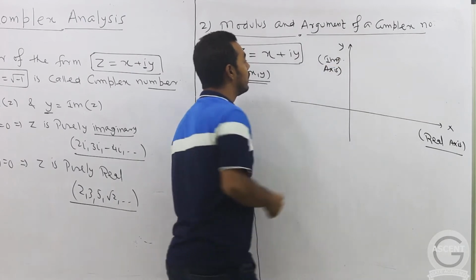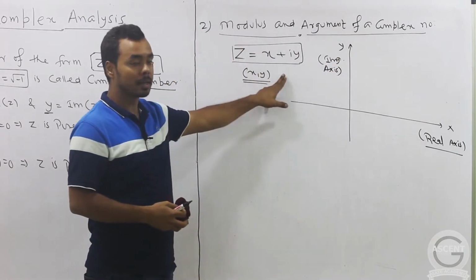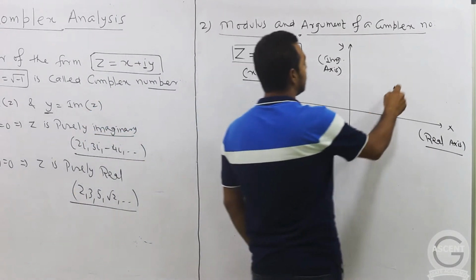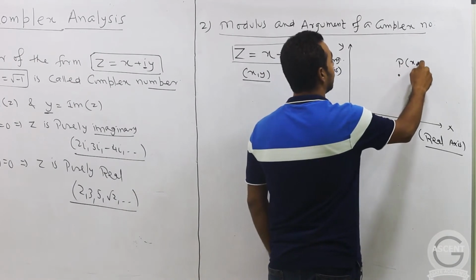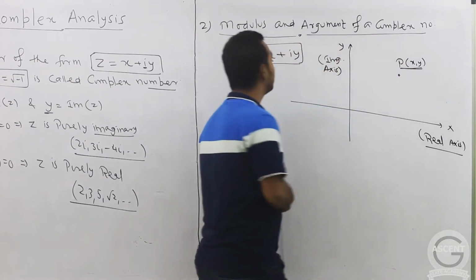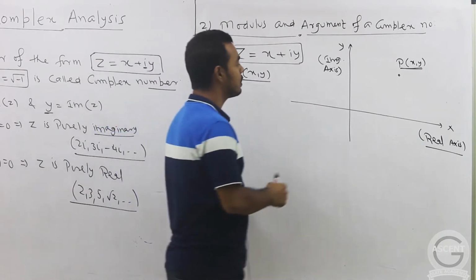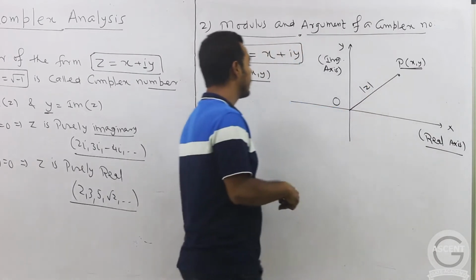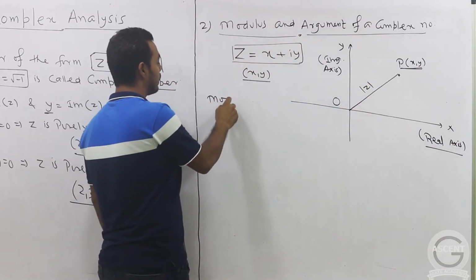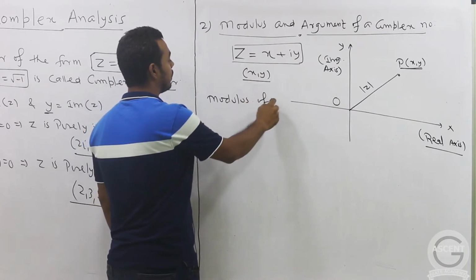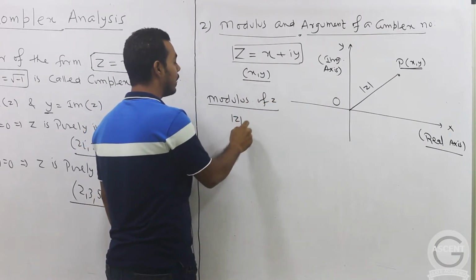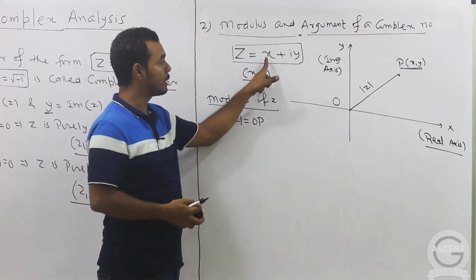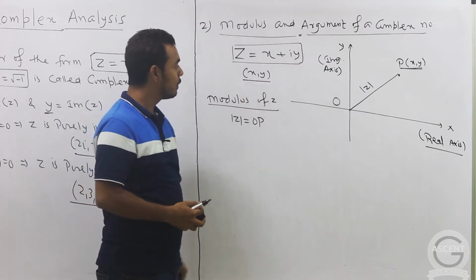So if the complex number is x plus iota y, then this can be represented by a point in the complex plane. Say this point is (x, y), then the modulus of the complex number is nothing but the distance of this point from the origin. This distance OP is called mod z. So the modulus of z is represented by mod z, and this is nothing but the distance of point P representing this complex number x plus iota y from the origin.